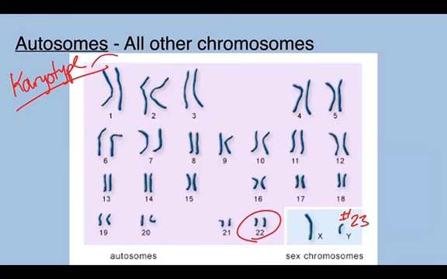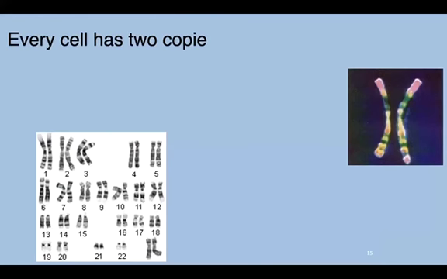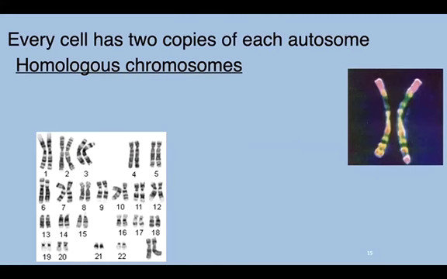Now, if you look at one pair of chromosomes, one of them will be from mom, one of them will be from dad. And that's why we say they're 23 pairs. Okay, so together, these are called homologous chromosomes, right? This is a homologous pair. They don't necessarily contain exactly the same genetic information, but they contain the same type of information.